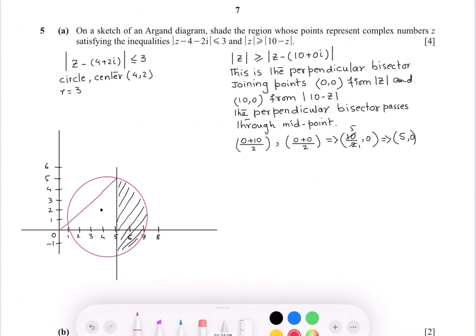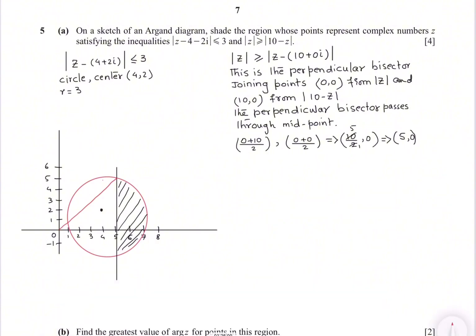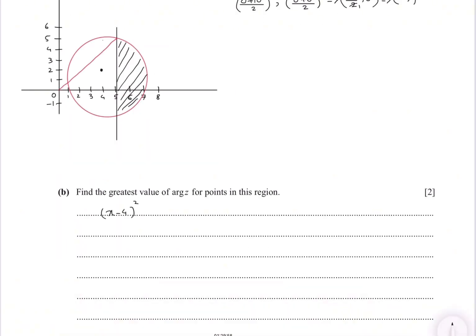So this is your theta, and theta is from your (0, 0), and your shade is from the right side of the perpendicular bisector, because it says |z| is greater than |z minus 10 plus 0i|. So that's it. Find the greatest value of argument of z for points in this region.